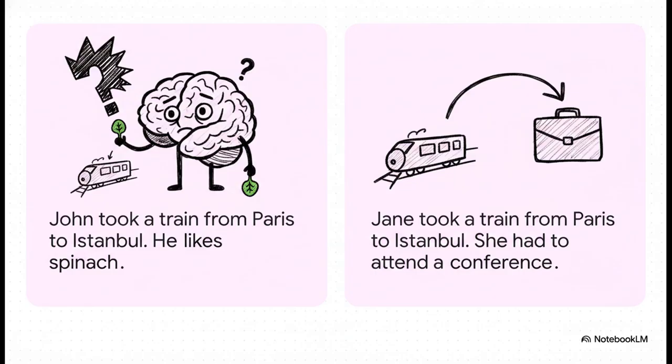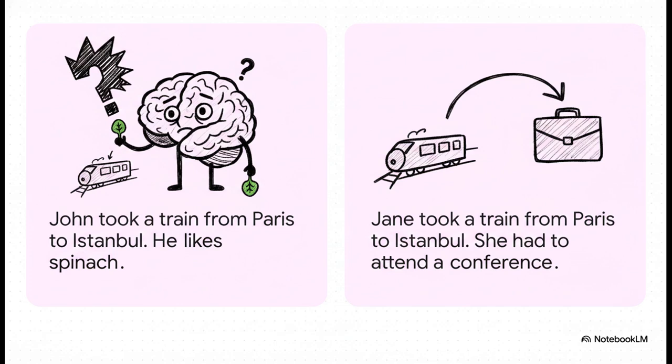Why does your brain completely reject that first one as a random, confusing jumble, while effortlessly accepting the second one as a perfectly normal story? The grammar in both is absolutely flawless. The vocabulary is incredibly simple. But with John and his sudden love for spinach, your brain is desperately searching for a connection. Is there a spinach shortage in France?